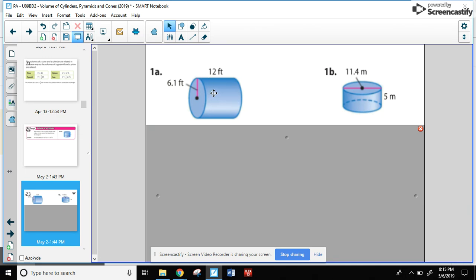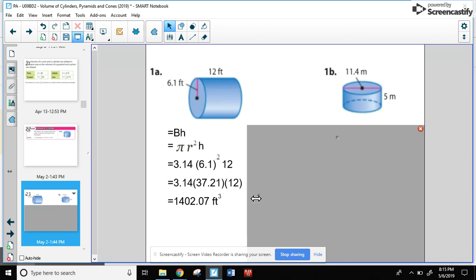So here we have a cylinder. Its radius is 6.1 feet, and its height is 12 feet. So here's what's going to happen. I'm going to follow my formula, base times height. The base is pi r squared times my height. I'm going to use 3.14 for pi. So 3.14 is pi, 6.1 is my radius, I'm going to square that, then I multiply it by 12, which is my height.